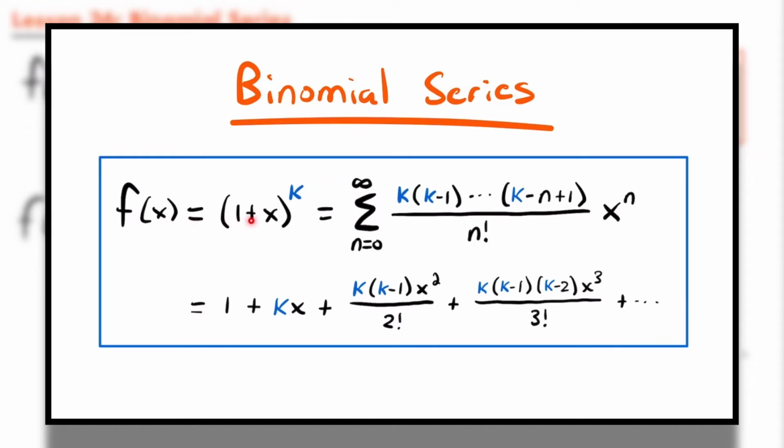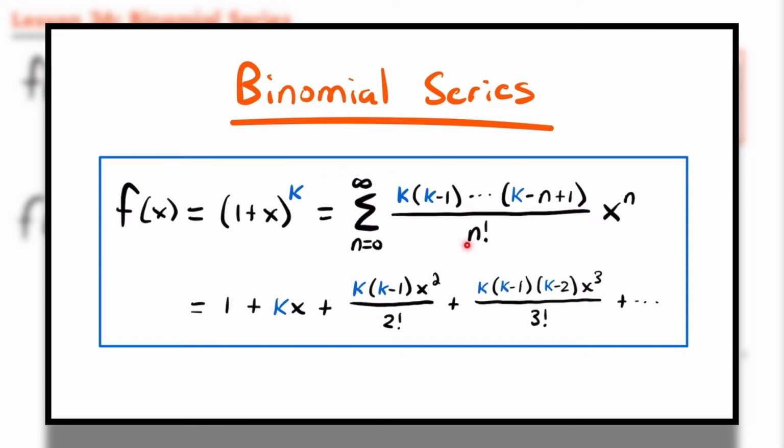f of x is equal to 1 plus x to the power of k. When we represent this function as a Maclaurin series, it looks like this, and we call it the binomial series, where we have k times k minus 1, then we keep multiplying until k minus n plus 1, and we divide by n factorial and multiply by x to the power of n. And then, of course, these are the first couple terms of that series, which is honestly the most important part for you to remember. Understanding the structure of the terms of the binomial series is going to be very important to know in order to use the binomial series to express functions of this form as a Maclaurin series.